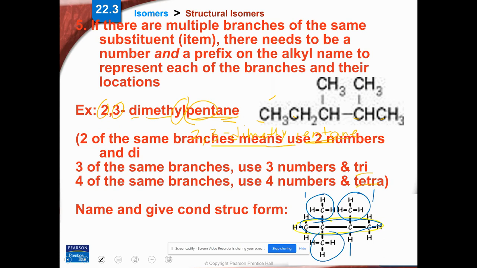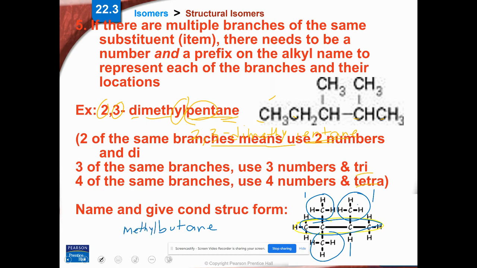And then I'm going to start by counting my longest chain. 1, 2, 3, 4. According to table P, the prefix is but-. And now single bonds are connected, so ANE. So now I have 3 1-carbon branches. That's not propyl, because propyl would be 3 carbons connected together. So then I have methyl.